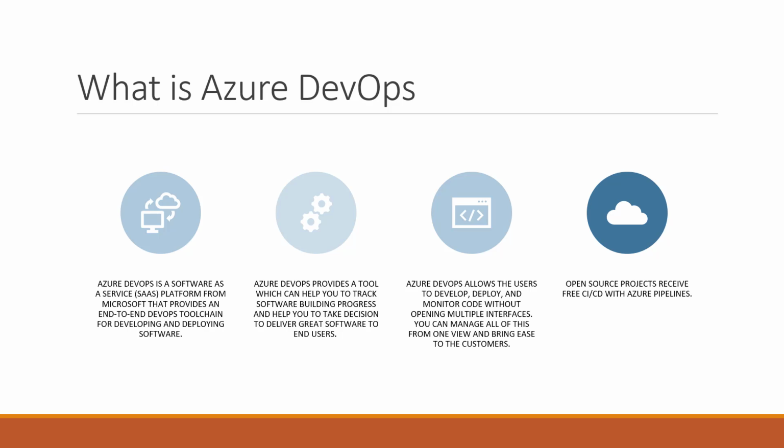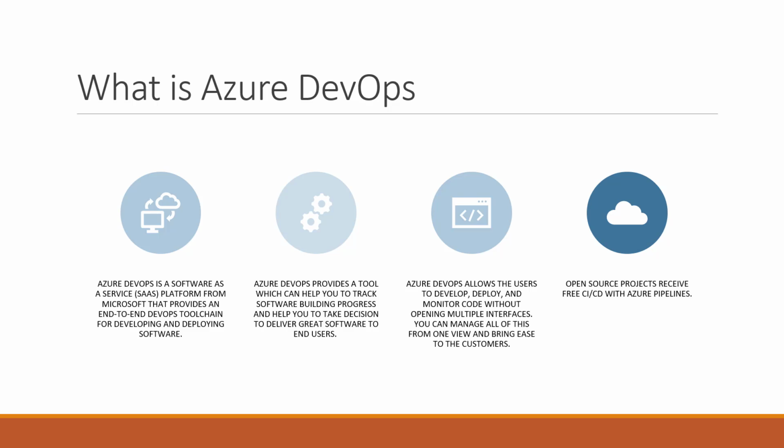Next, Azure DevOps allows users to develop, deploy and monitor code without opening multiple interfaces. You can manage all of this from one view. In the previous slide I mentioned different tools used in a software development project. Maybe you are using Jira, which is a different interface. You use Git as a code repository, a separate interface altogether. You use Jenkins for deployment, again a separate interface, and Kibana for monitoring. All these are different parts with different interfaces.